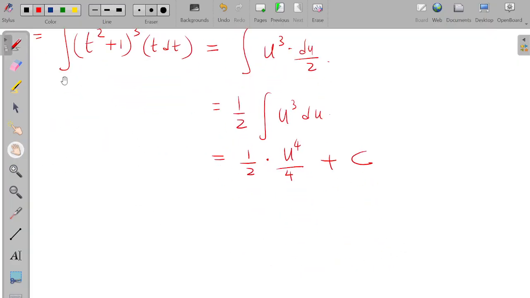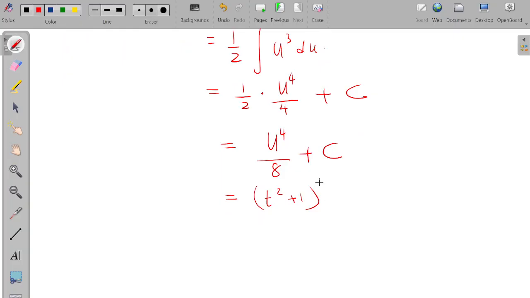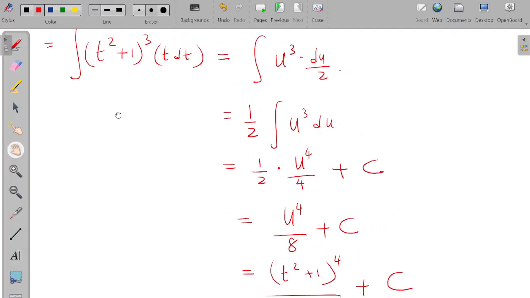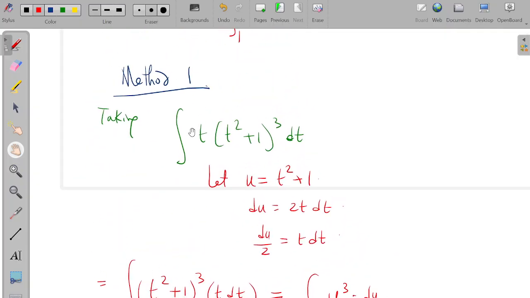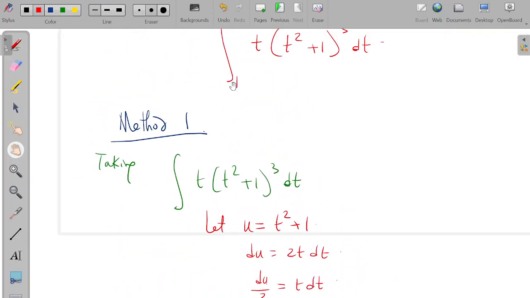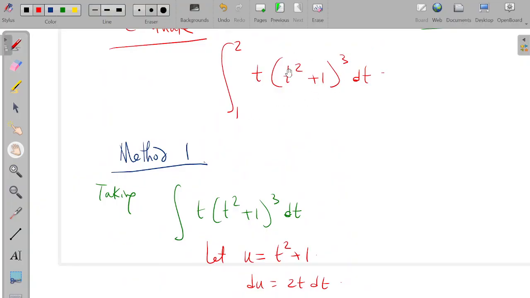Now this becomes u raised to power 4 over 8 plus c. What is our u? It is t squared plus 1, all raised to power 4, over 8 plus c. That is what I got when I took only the indefinite integral. Now I need to bring it back. Don't forget I'm asked to evaluate the definite integral.